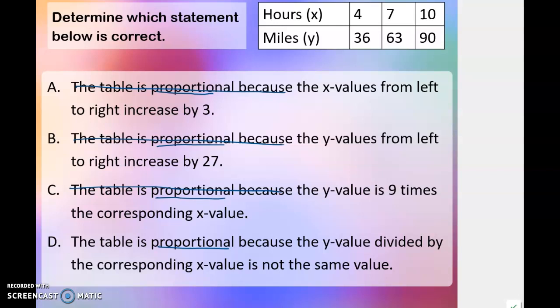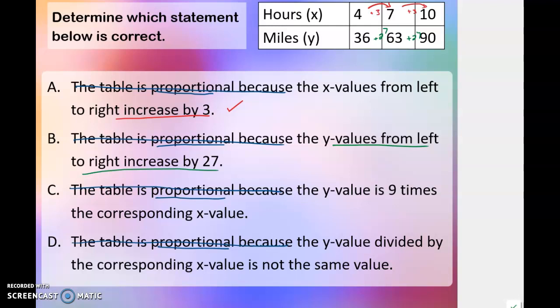So we can go ahead and just focus on the part that is different because all of those are the same. So for here, the x value from left to right increases by 3. So x from left to right means it increases by 3. So it's plus 3, plus 3. And that is correct. X values from left to right increase by 3. But that is not the only reason, because on the second one, the y values from left to right increase by 27. And this does increase by 27, and this does increase by 27.